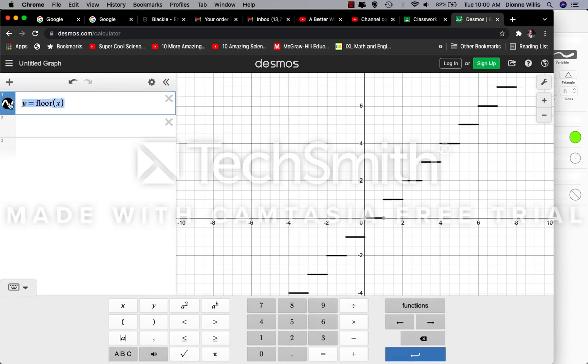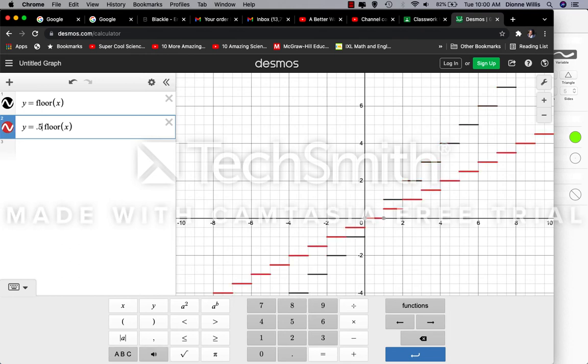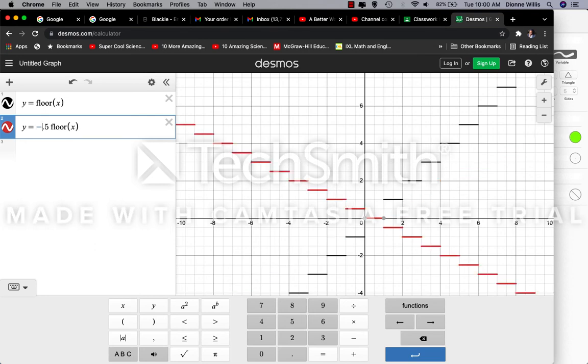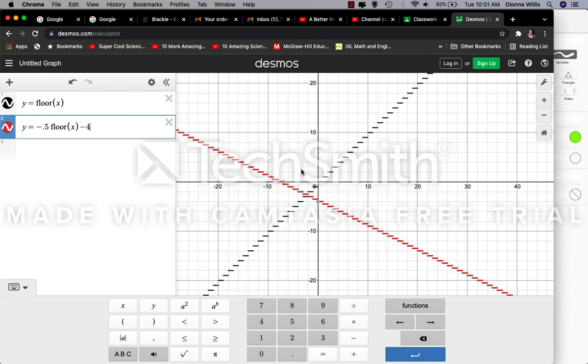So we had a couple things going on. One is we had this function multiplied by 0.5, and we see when we do that we get a vertical compression. So it kind of got smaller, okay? Then we actually had a negative value here. So look, there's that reflection across the x-axis. And finally, I'm going to subtract 4, and boom, it gets slid down a little bit.